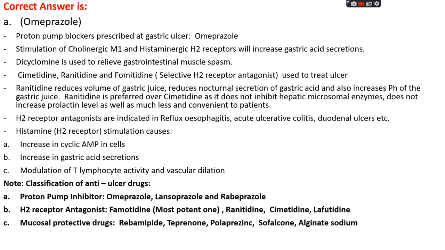The second group is H2 histamine receptor antagonists, which mainly include famotidine, ranitidine, cimetidine, and lafutidine. The suffix tidine refers to H2 receptor antagonists. Among all these H2 receptor antagonists, famotidine is the most potent one. The third group is mucosal protective drugs, which mainly include rebamipide, teprenone, polaprezinc, sofalcone, sodium alginate, etc.